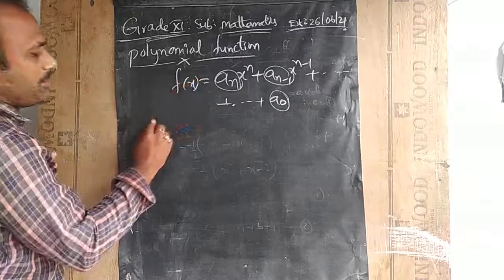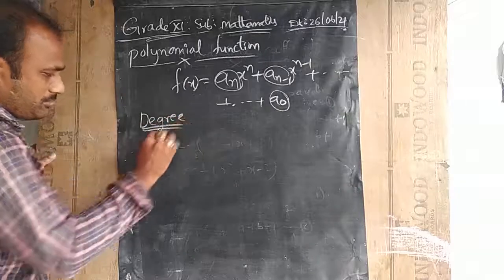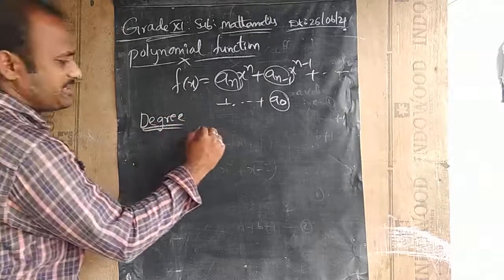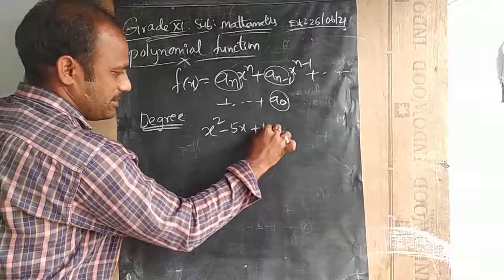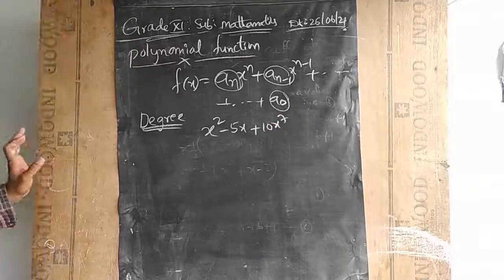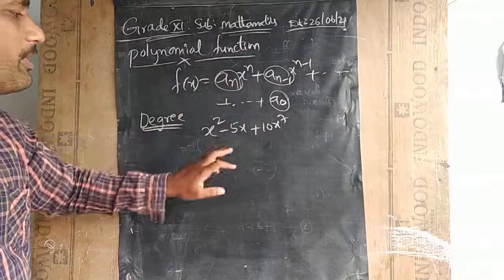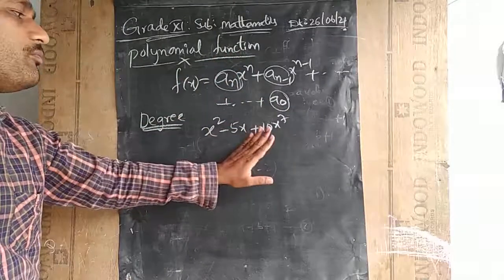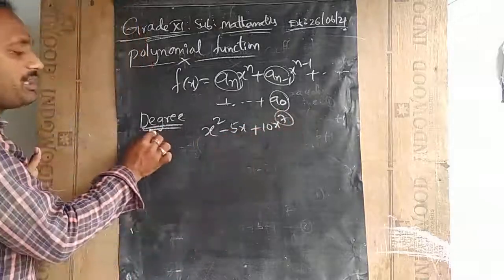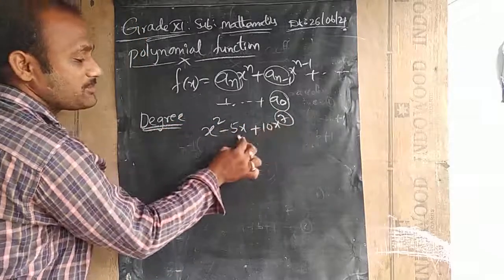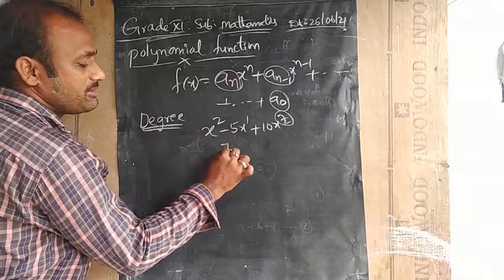Now the polynomials, based on the degree, we can name them. For example, if I am writing a polynomial x square minus 5x plus 10 into x power 7, though it is not in the proper order as per the standard form, we will convert it into standard form, but even without converting into the standard form we can say that the degree is 7. Degree means whatever the highest power of the variable is, that we are going to call the degree. So it is called a 7th degree polynomial.